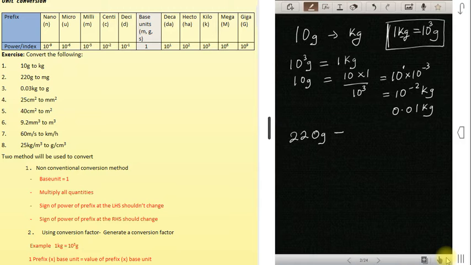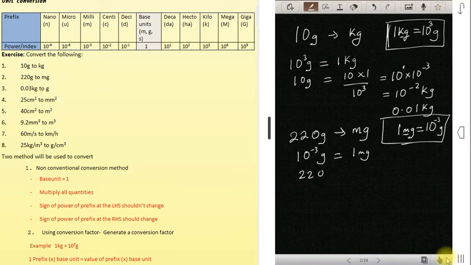Question number two. Convert 220 gram to milligram. I need to generate the conversion factor. So I have 1 milligram is the same thing as the value of the prefix, that is 10 to the power of minus 3 of gram. This becomes my conversion factor. It will imply that 10 to the power of minus 3 gram is equal to 1 milligram.